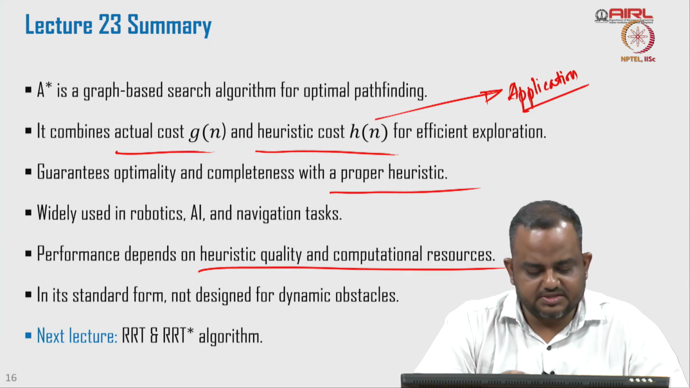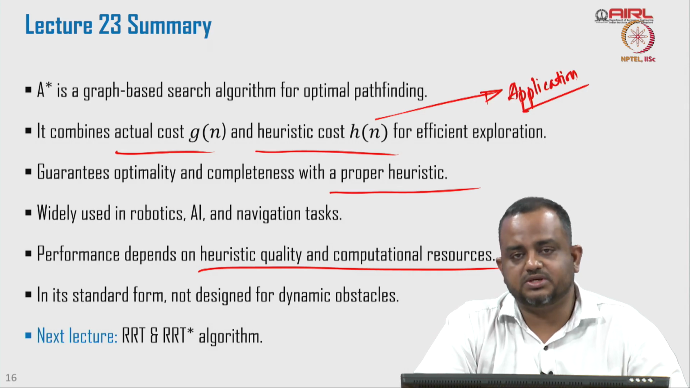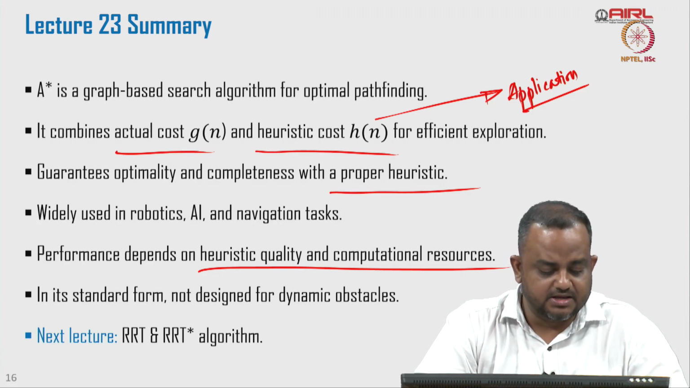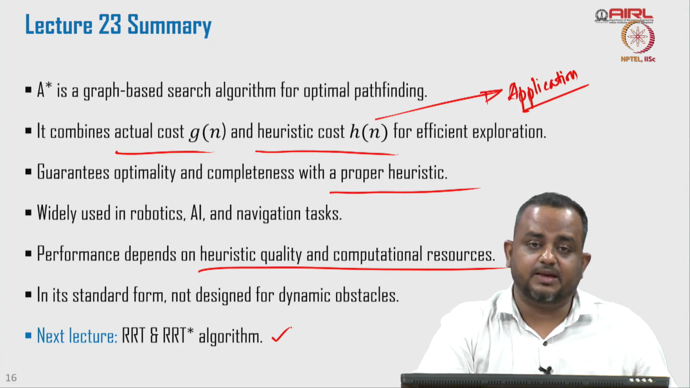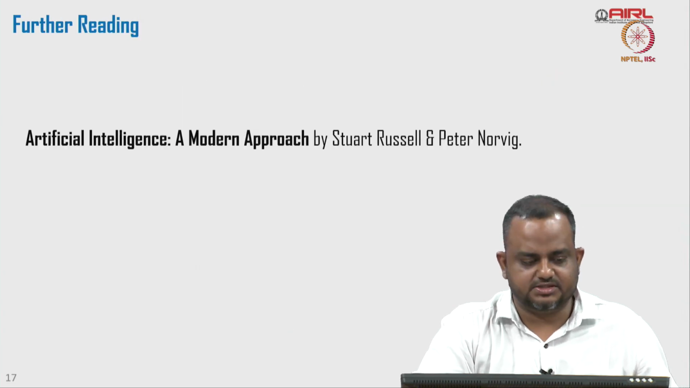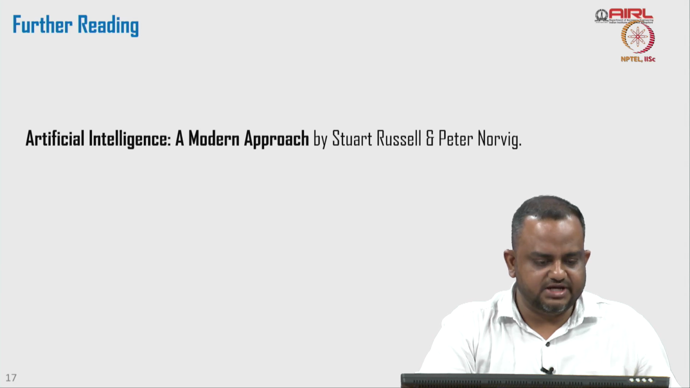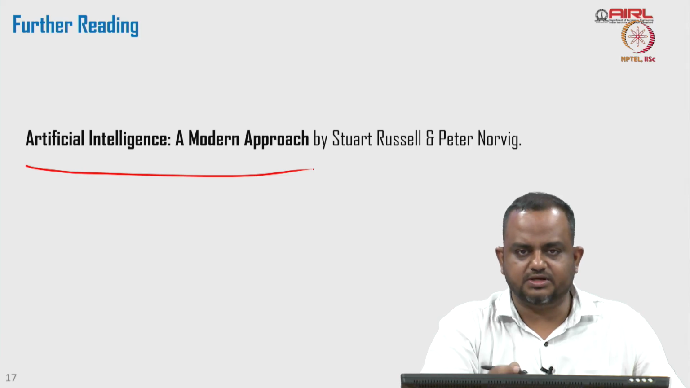Okay. In its standard form, it is not designed for dynamic obstacles. So, if you want to modify the A-star algorithm for dynamic obstacles, you have to do some additional steps, not in the scope of this particular course, but you can explore it by yourselves. Okay. So, the next lecture will be on the RRT and RRT star algorithm, which is a sampling based algorithm, not a graph based search.